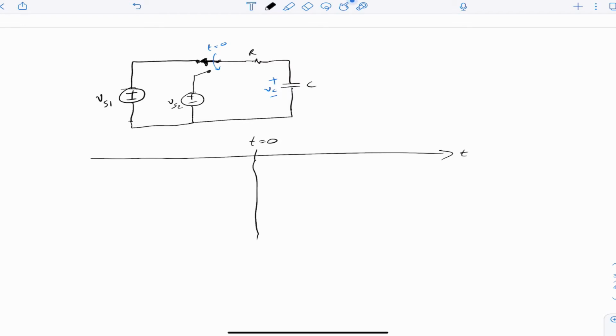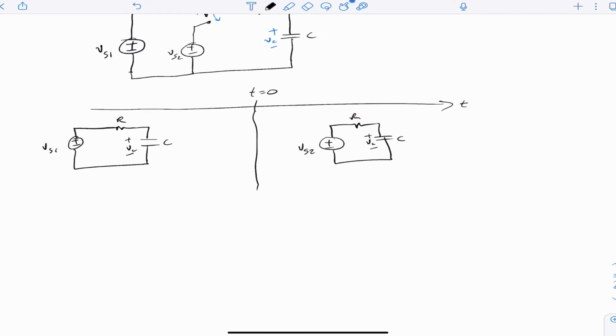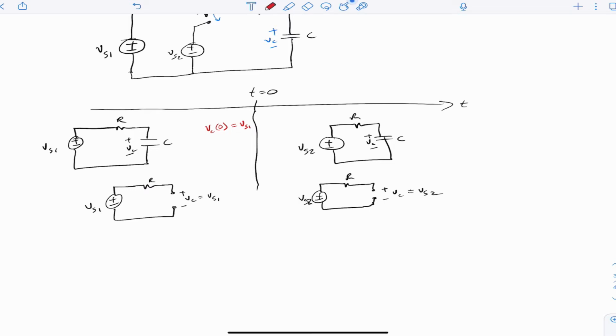For t less than 0, we have a circuit that looks like this. T greater than 0, it looks like this. In steady state after a long time, we can see that Vc0 equals Vs1. And similarly, in steady state after a long time, we'll have that Vc of infinity is Vs2.